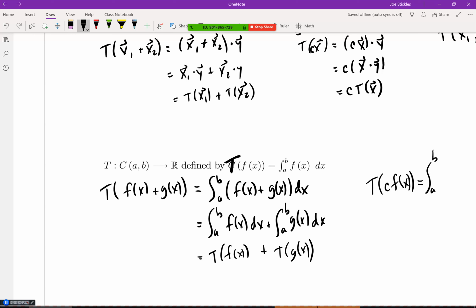The transformation now applied to a constant times a function is, well, as this says, to put the constant times the function in for the integrand. That's how the transformation is defined. We know from calculus that we can pop that constant out in front. And then, of course, that's just the constant times the transformation.